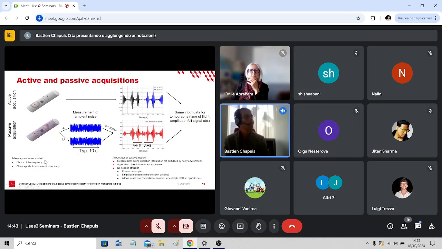So why choose active or passive? Active method is much more common, mainly because in NDT applications, we work only with active methods in general. And the main advantage is we can really select our frequency of operation, so the wavelengths, to target the best frequency to get the best resolution of our imaging algorithms. And if the environment is not noisy, we have very clean signals.